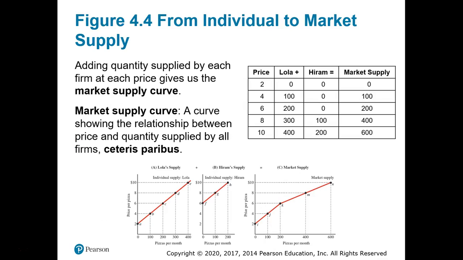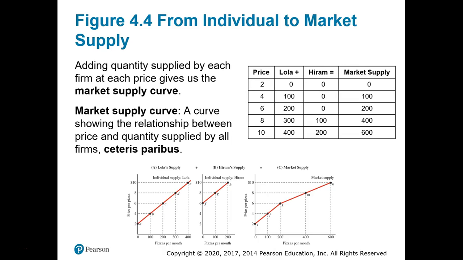So when we add for a market, we add the quantity supplied by each firm in an industry at each price, which gives us the market supply curve. So we'll take Lola's Pizzas, my bad. She sells pizzas at her store, Hiram sells them at his store, and then you combine them.